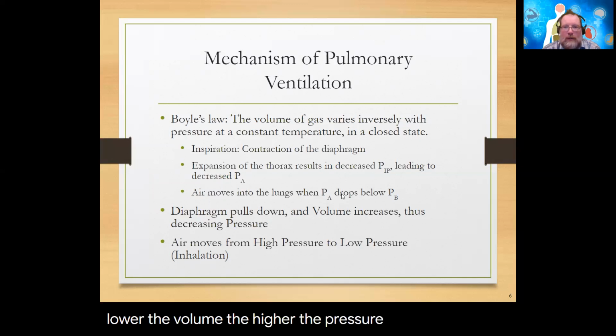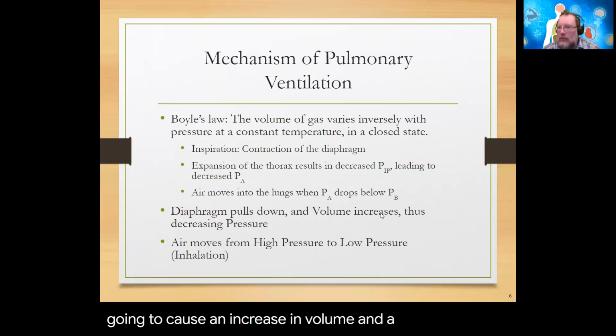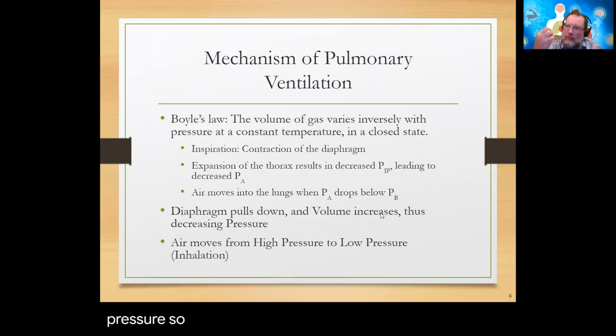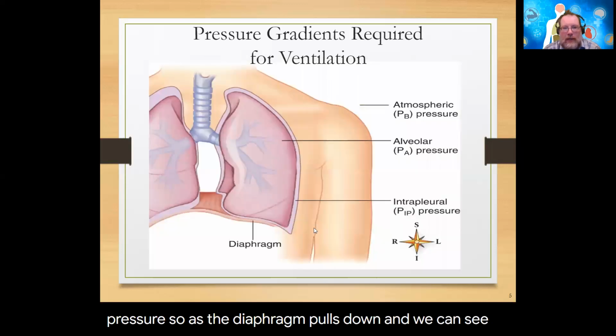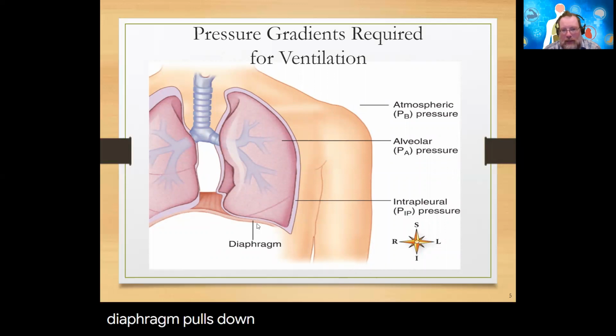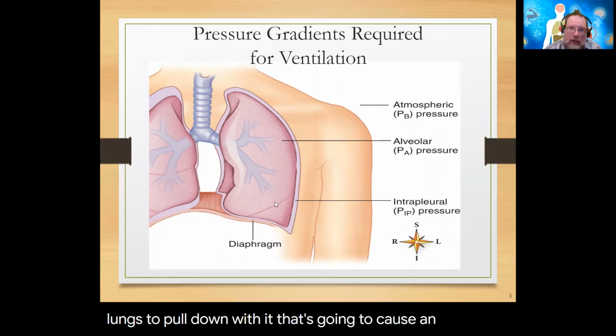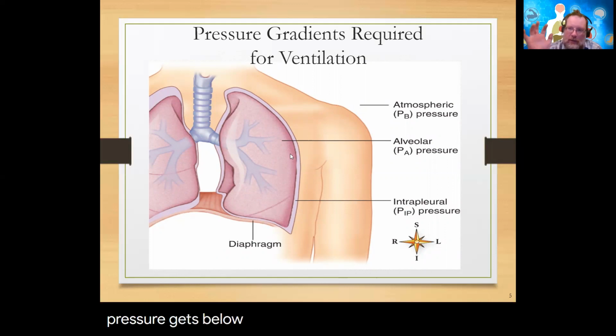Okay, so a couple of muscles. The primary muscle of inspiration is going to be the diaphragm. So the diaphragm is going to pull down. That's going to cause an increase in volume and a decrease in pressure. So as the diaphragm pulls down, and we can see here the diaphragm is attached to the pleura, it's going to cause the lungs to pull down with it. That's going to cause an increase in volume and a decrease in pressure. Once that pressure gets below 760 millimeters of mercury, then air will naturally flow into the lungs.